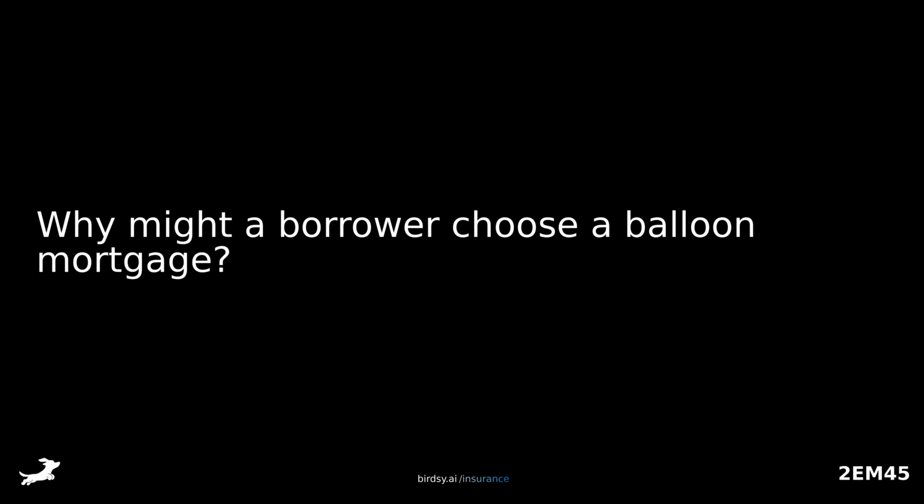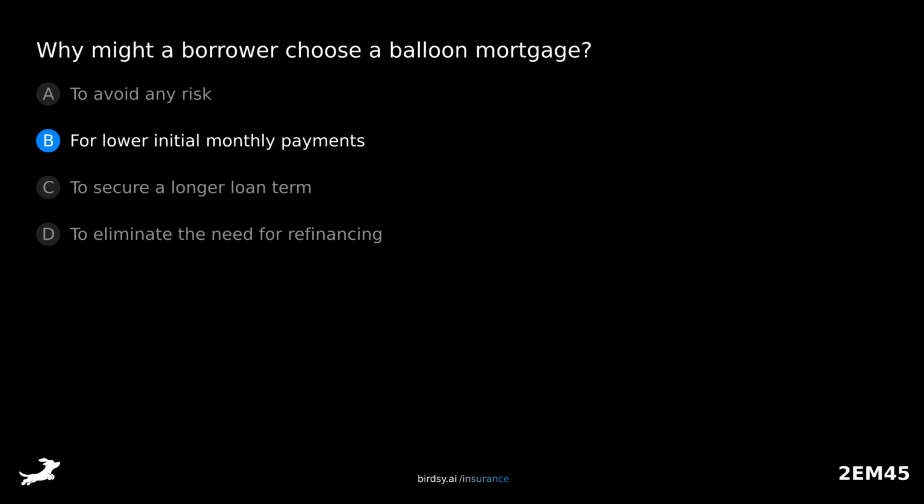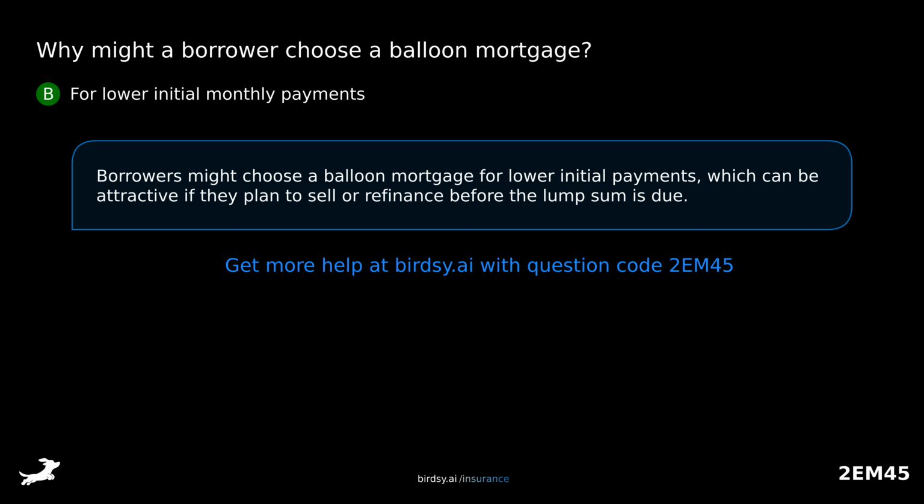Why might a borrower choose a balloon mortgage? Is it A, to avoid any risk, B, for lower initial monthly payments, C, to secure a longer loan term, or D, to eliminate the need for refinancing? The answer is B, for lower initial monthly payments. Borrowers might choose a balloon mortgage for lower initial payments, which can be attractive if they plan to sell or refinance before the lump sum is due.